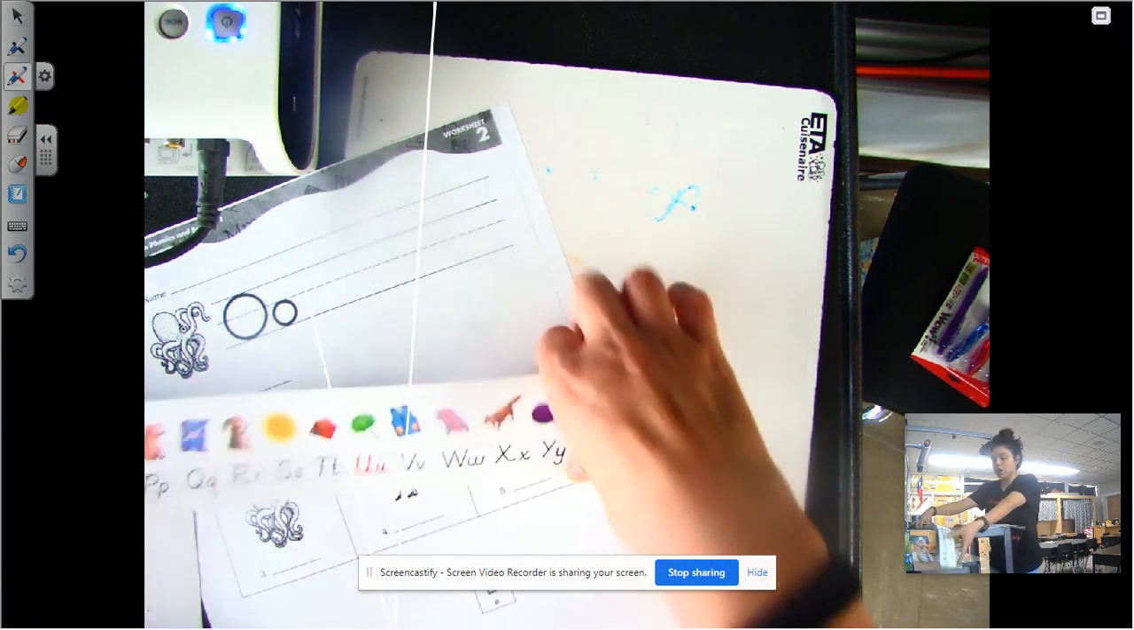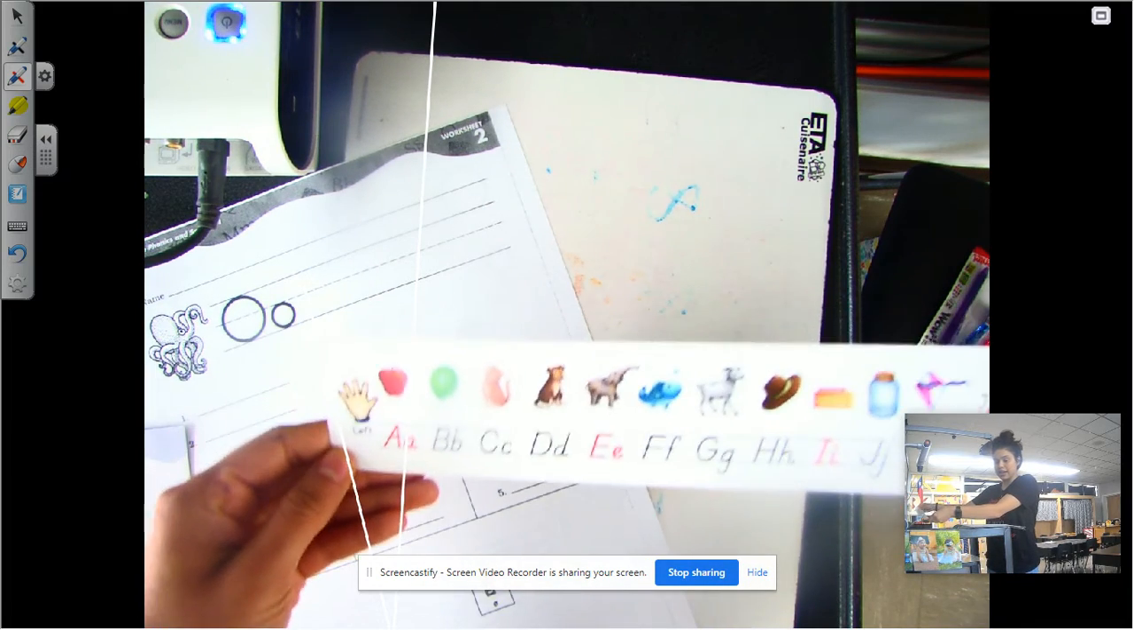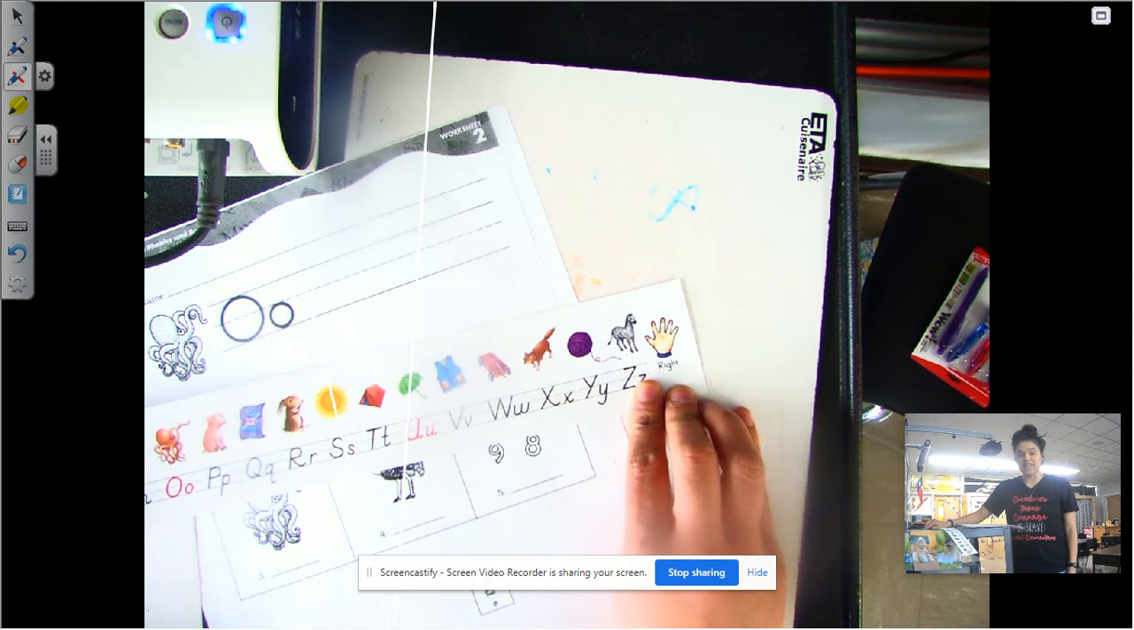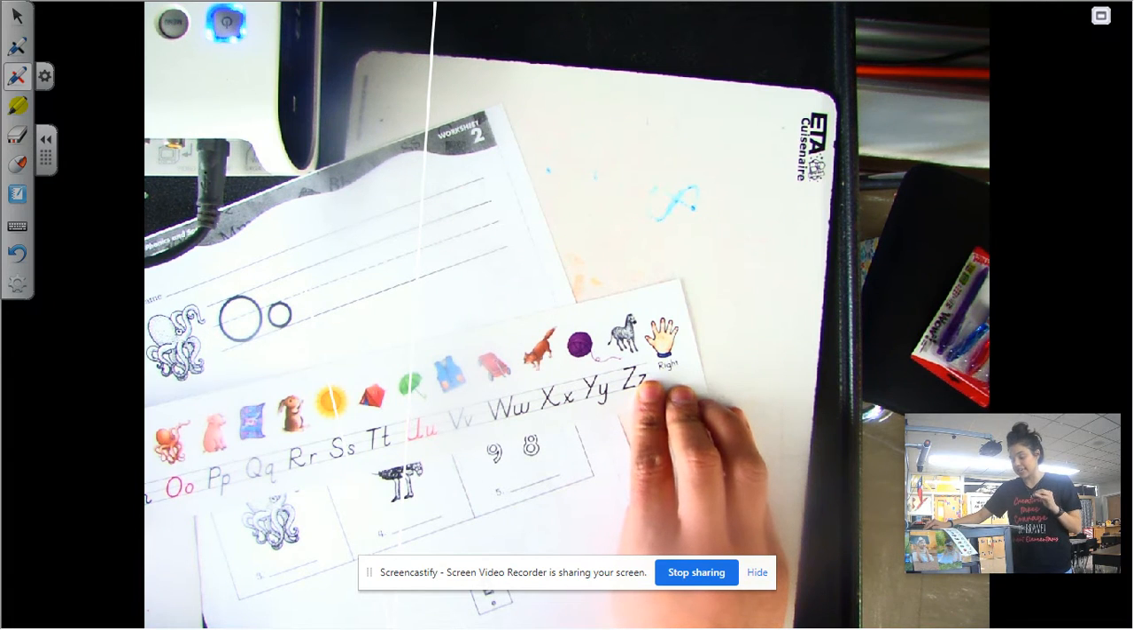We go through our strip. So here I am at A. I go through my strip and I stop right here. That is the final letter. It is at the very end, and that is the letter Z.